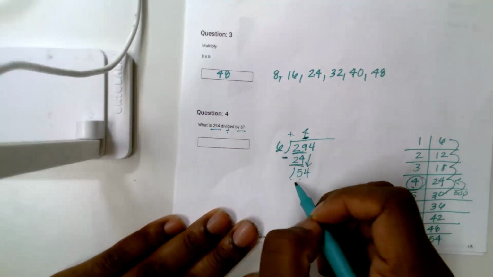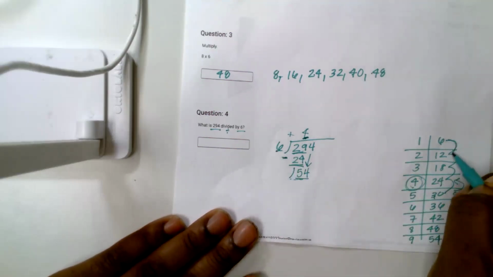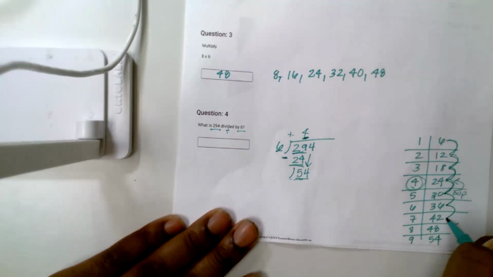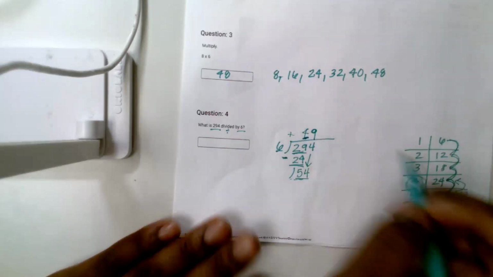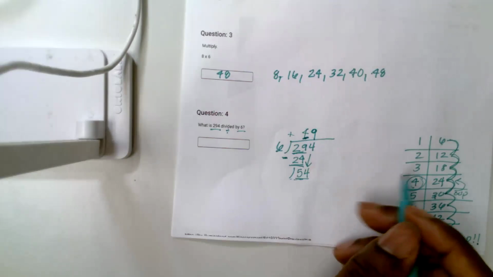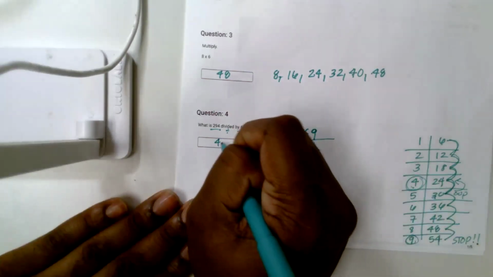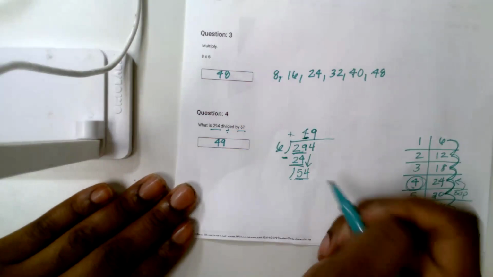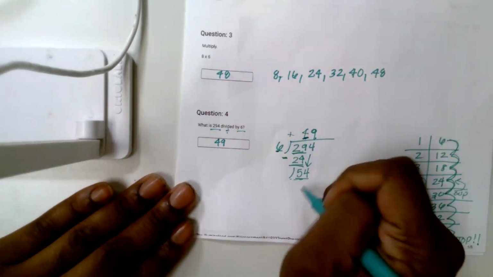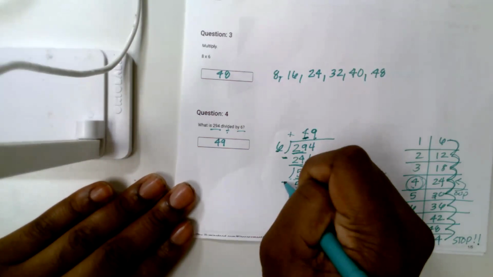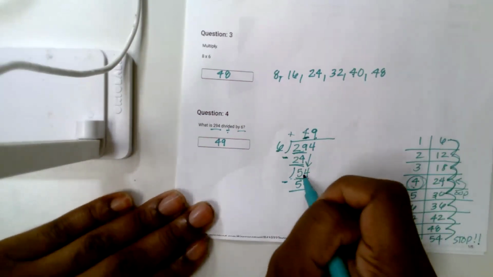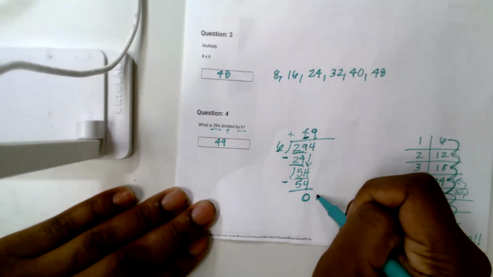You count by 6, don't pass up 54. Go. 6, 12, 18, 24, 30, 36, 42, 49, 54. Stop. A 9 pops up. So 294 divided by 6 is 49. I could check my work. 9 times 6 is 54. Hook your line, subtract, subtract, subtract, subtract. 54 minus 54 is 0. No remainder.